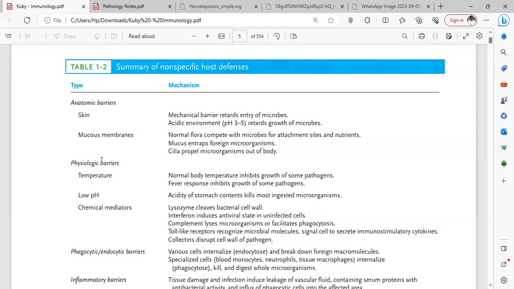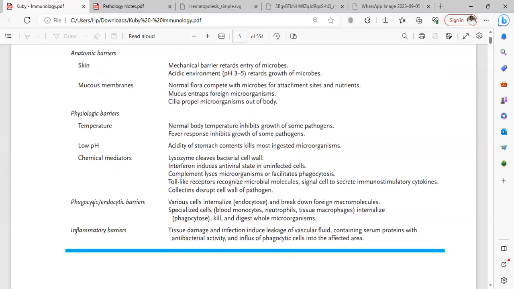So we also have the physiological barriers, which include temperature, low pH, and chemical mediators. Those are quite straightforward. As we've seen, normal body temperature usually inhibits growth of some pathogens, but some pathogens thrive in high temperatures. And then another barrier is the phagocytic or endocytic barrier. This involves the phagocytes, and we'll see later that there's a specific process for phagocytosis, which leads to elimination of bacteria.